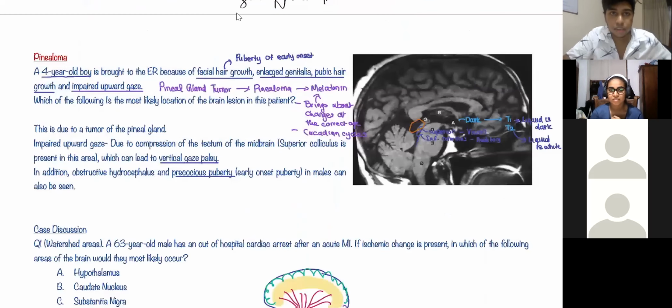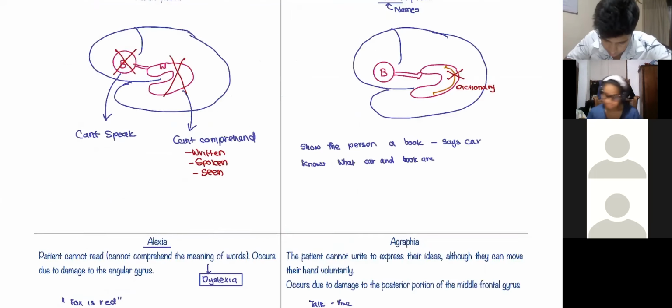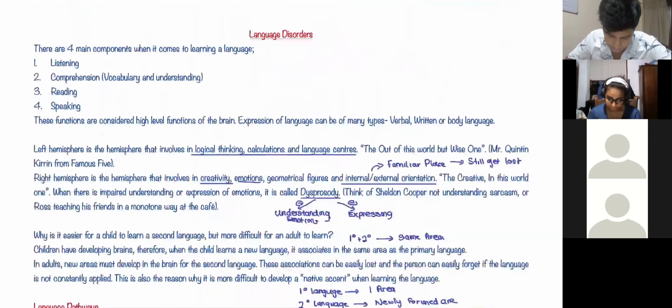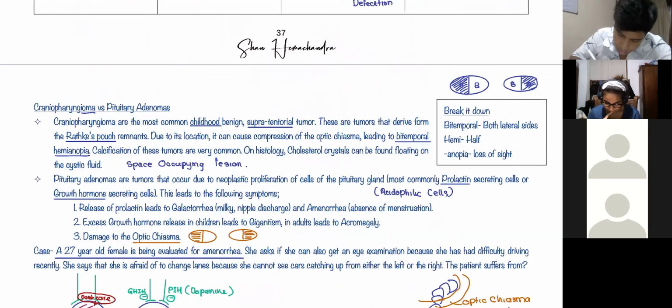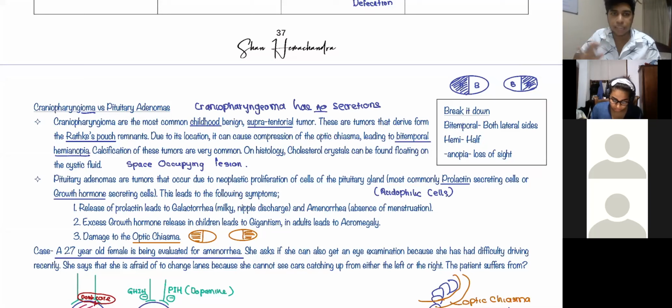So there was a question. There are some questions in the chat which I must go to. There was a question, craniopharyngioma has no secretions. The question was, is that correct? Craniopharyngioma has no secretions. You can write this down. Okay, craniopharyngioma has no secretions. It's just a space occupying lesion which is going to go and cause problems mainly in the optic chiasma.